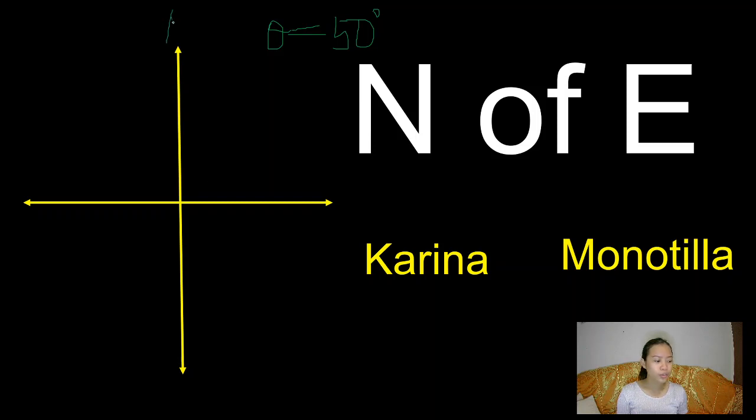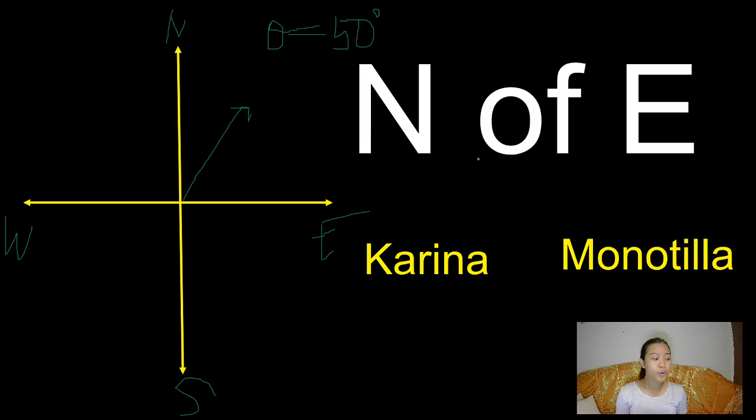So this is for the north, this is for the south, this is for the west, and this is for the east. So this is our Cartesian plane. Take note that north and east are on the first quadrant. So we place here 50 degrees. But the question is, where is the direction of my 50 degrees? Is it clockwise or counterclockwise?